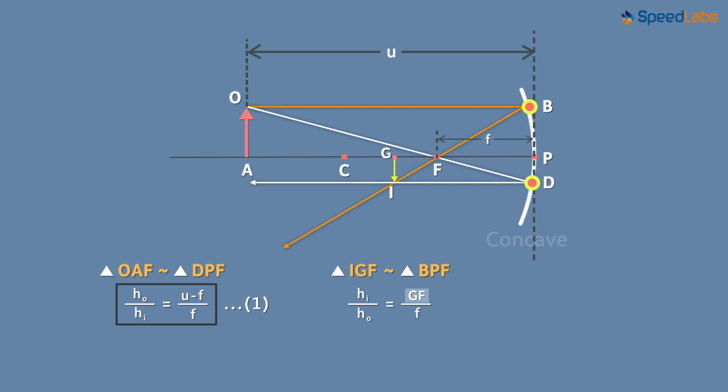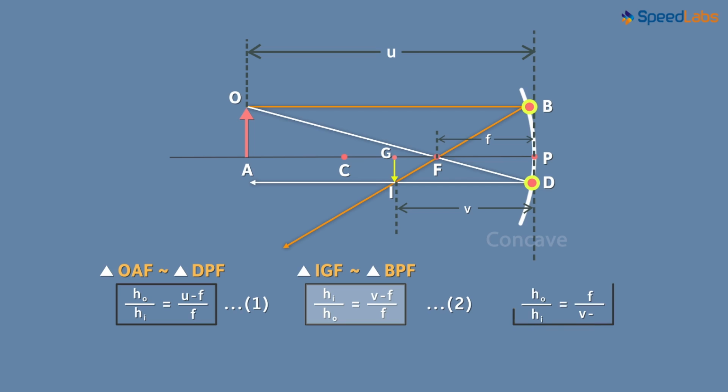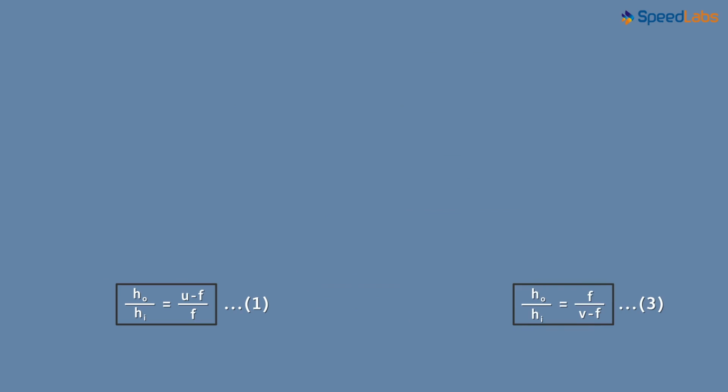PF is the focal length F. So what's GF? GP is equal to GF plus FP. We know that FP is F. So what's GP? Yes, it's the image's distance from the mirror V. Therefore, GF is V minus F. Let this be equation 2. Now let's invert equation 2 to get the third equation. We are almost there now.